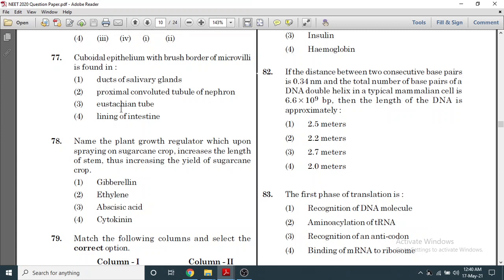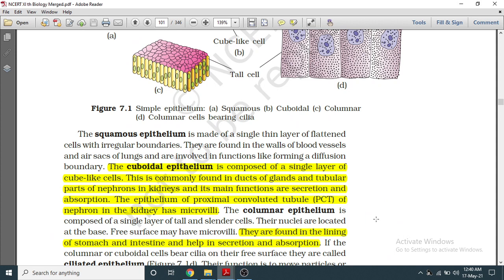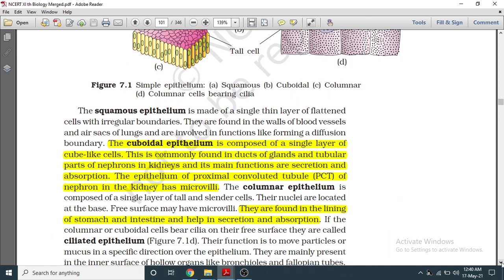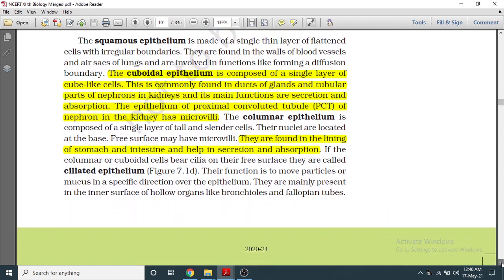Now, Eustachian tube, if you look in NCERT about Eustachian tube, we will not find it. Lining of intestine, yes, it is given. Ducts of salivary gland, no. Let's see which type of cell lines these glands. Stomach and intestine are found in lining of columnar epithelium. So in the lining of the intestine is columnar epithelium.